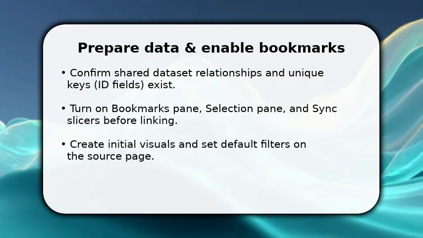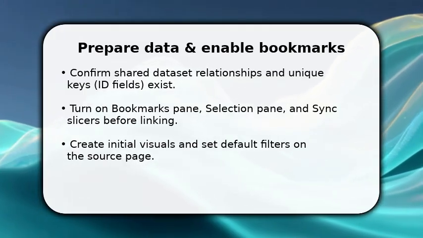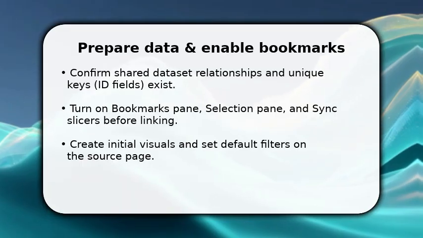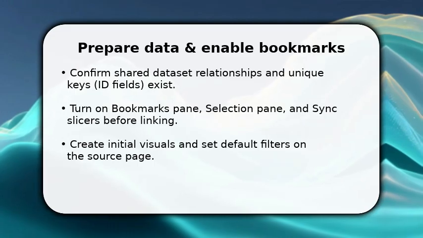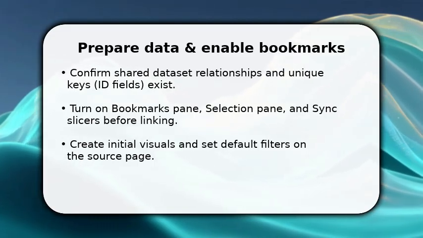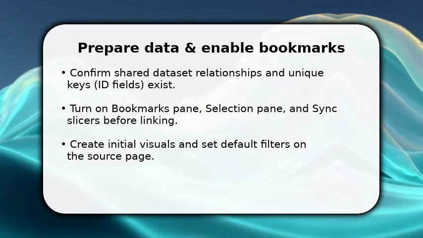You start by making the data linkable. Ensure relationships and unique keys exist so filters flow correctly. Once done, enable the bookmarks pane and selection pane. These give you control over view states. Make sure sync slicers is visible so you can link filter controls across pages.